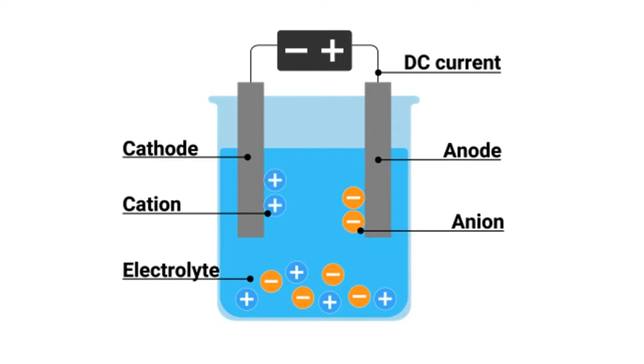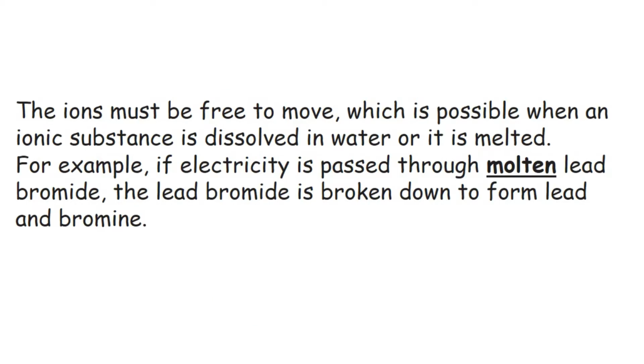And you can see, since the anode is positive, anions are attracted towards the anode. Anions are negatively charged ions. A negatively charged ion is an anion. So that is attracted towards the anode, which is positive. Likewise, cations are attracted towards the cathode. Cations are positively charged ions. They are attracted towards the cathode. So this is what happens when the electricity is passed through the electrolyte.